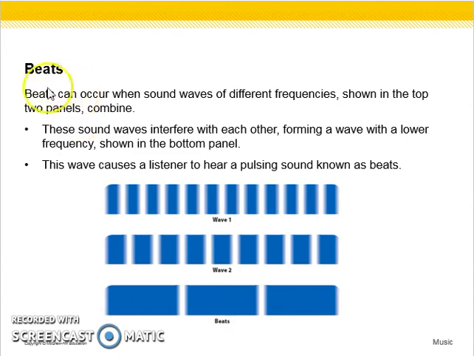So beats can occur, writing this down, when sound waves of different frequencies, shown in the top two panels, combine. These sound waves interfere with each other, forming a wave with the lower frequency shown at the bottom of the panel. This wave causes a listener to hear a pulsing sound known as beats.